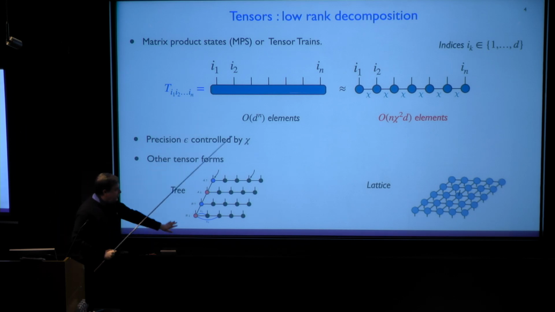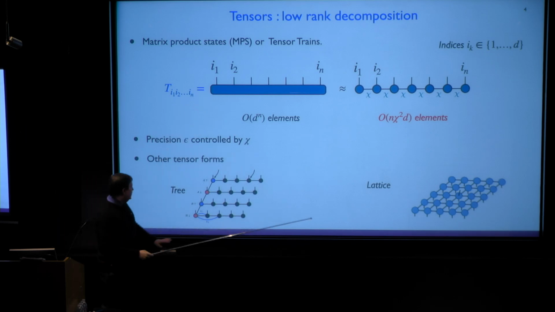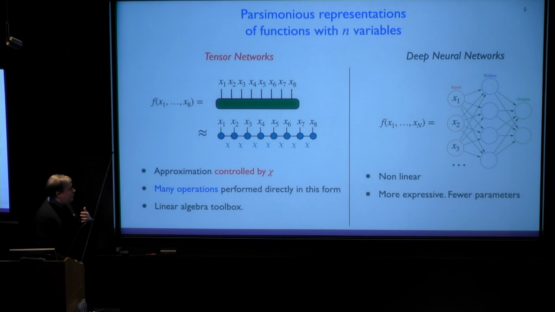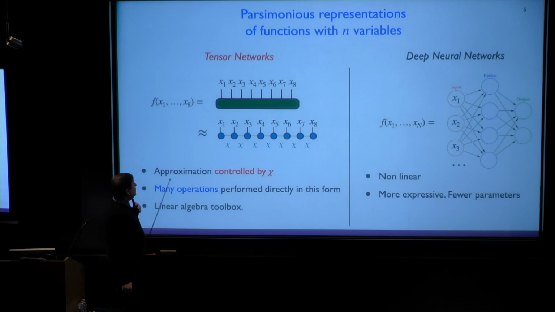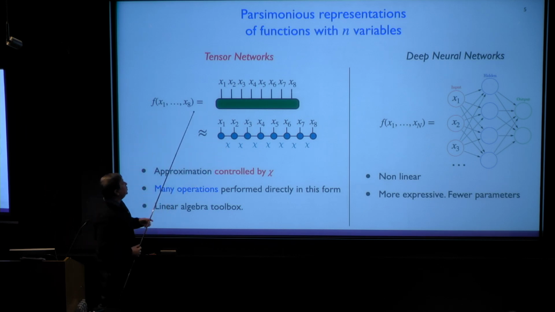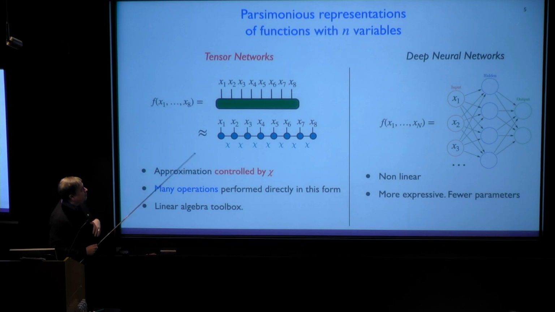And there are many other forms of interest, lattices, trees, but I will only focus on the simplest one, the train, just a line of tensors. A tensor is fundamentally a function of its indices, right? And in reverse, I can consider any function as a kind of tensor, as a function of indices. So let me consider a function of n variables.